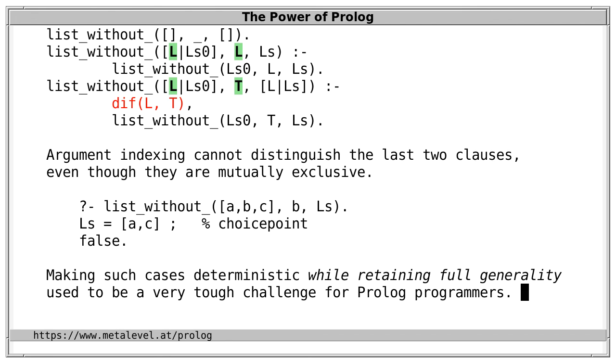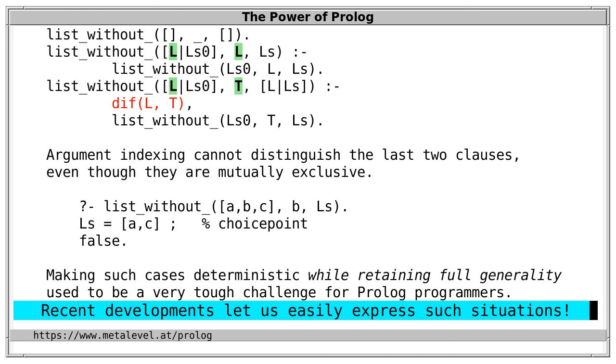And it's also no trick to make it deterministic. But the difficulty is to achieve both at the same time. And this used to be a really tough problem. And the good news is that recent developments let us now easily express such situations in such a way that our programs are general and efficient.